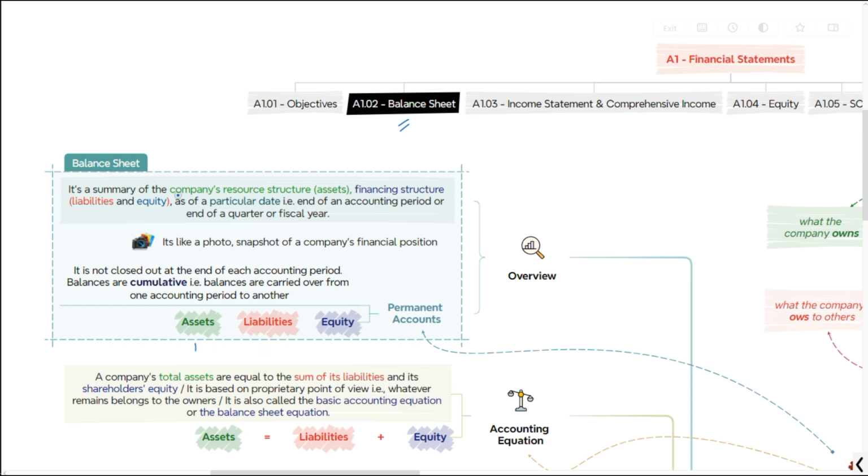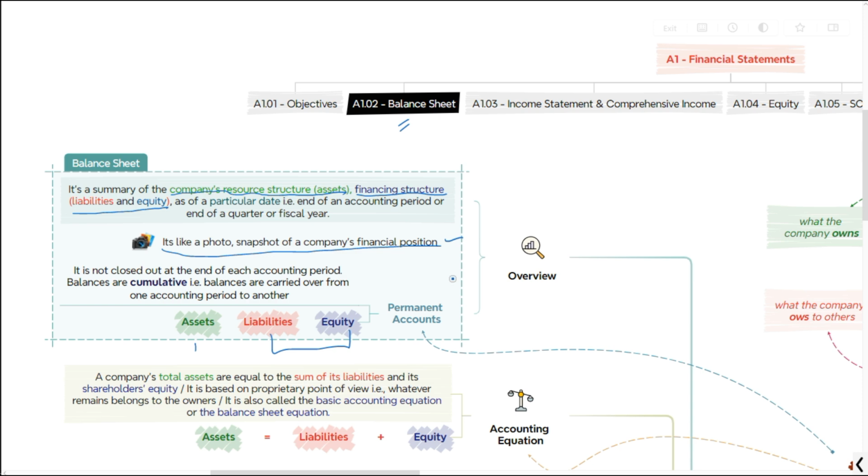Asset is your company's resource structure. Liabilities and equity are the company's financing structure. The balance sheet is like a photo. It's a snapshot of the company's financial position.